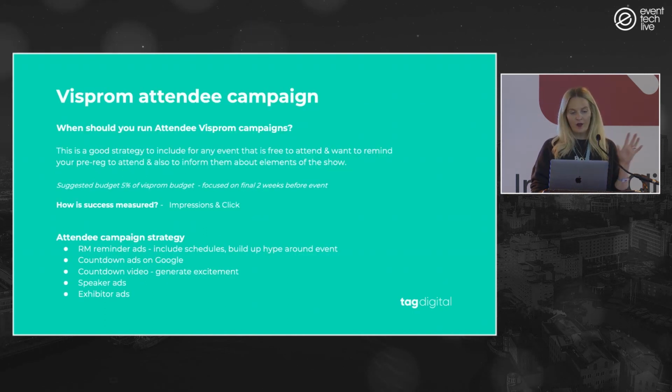And finally, visitor attendee campaigns. So you've registered for the event, that's great, but we need to make sure that people actually show up. So we'll run attendee campaigns to say, what else is happening at the event. We've got remarketing, reminder ads, we've got countdown ads on Google, we've got speaker ads, exhibitor ads. It's fine having a pre-reg, but potentially 50% of those aren't actually going to show up. So we want to run campaigns to push them to attend.